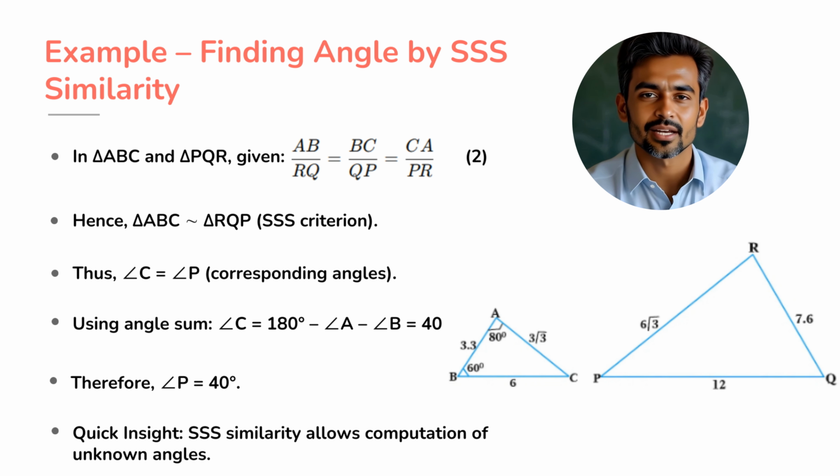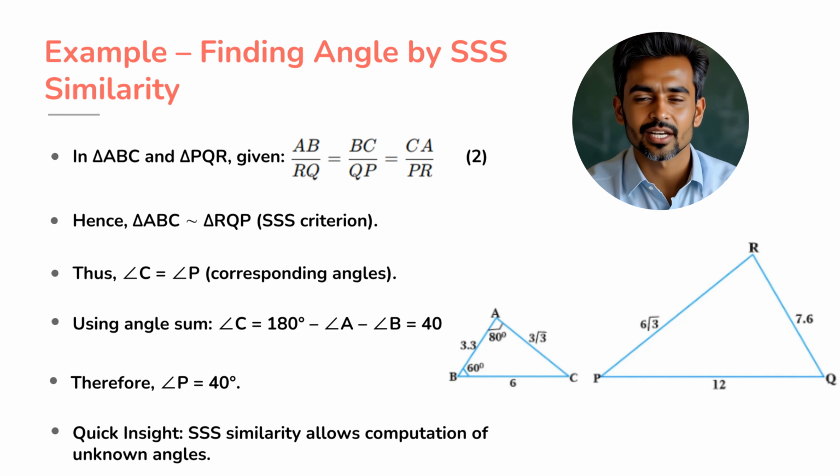Since triangle ABC is similar to triangle PQR, we know that angle C in triangle ABC corresponds to angle P in triangle PQR. This allows us to say angle C equals angle P, corresponding angles. Now, let's move forward by using the angle sum property of a triangle.